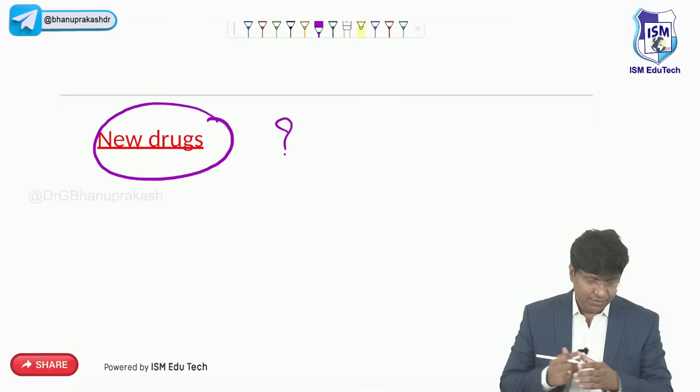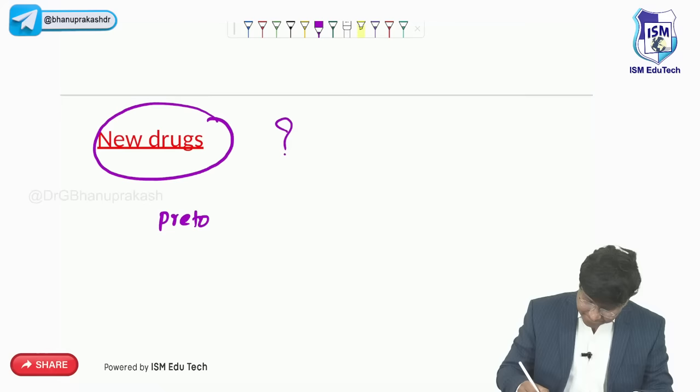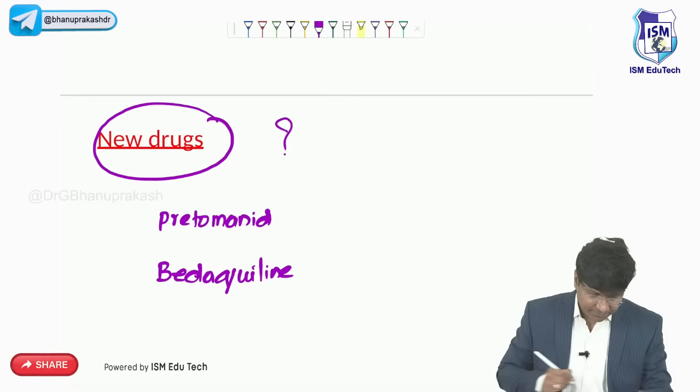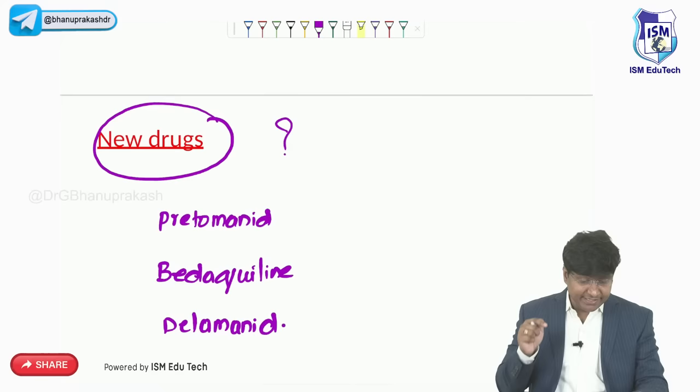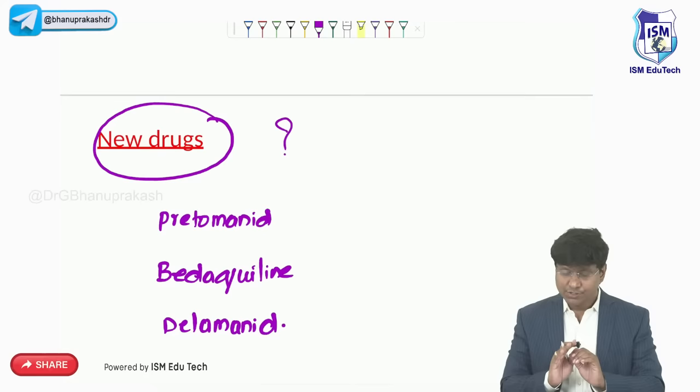So the new drugs are like pretomanid, right? Pretomanid, then bedaquiline, right? Bedaquiline, and then delamanid. Okay, so these are the new drugs which are given for tuberculosis. Okay, right. So this finishes your pulmonology.